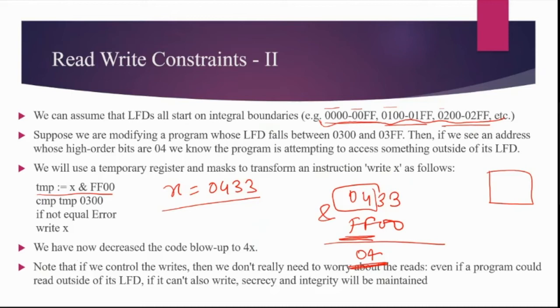So instead of checking the lower boundary and upper boundary both and then deciding, it is better to check the higher-order bits, and do the allocation in such a manner that each higher-order bit corresponds to one person, one fault domain, one LFD. Right, so we have now decreased the code size by 4x. So a 1x decrease is there.